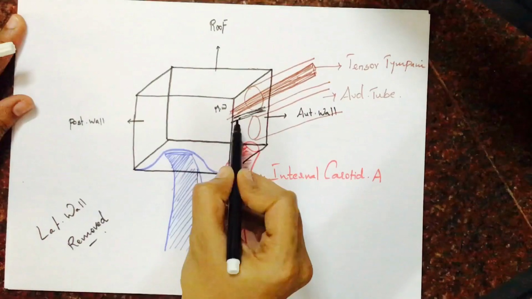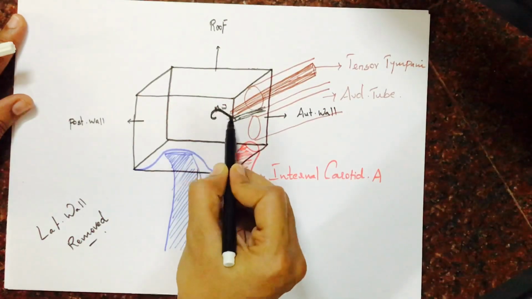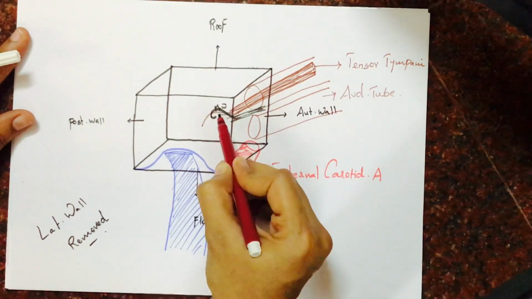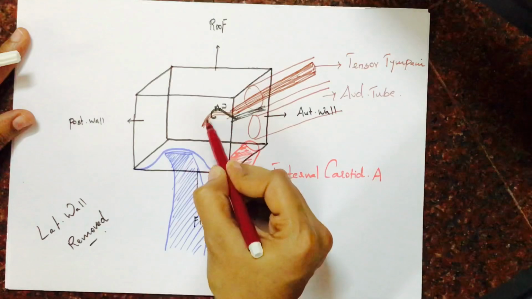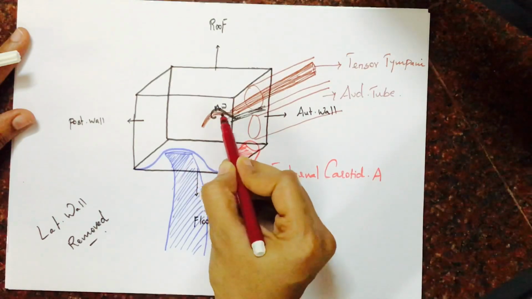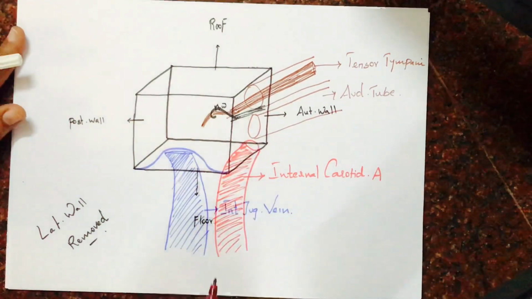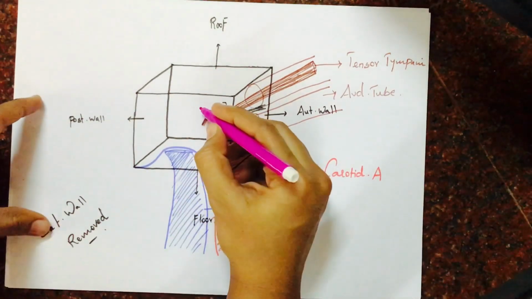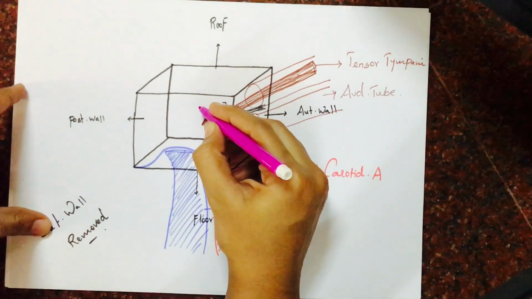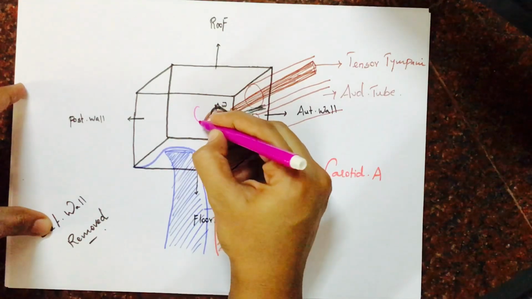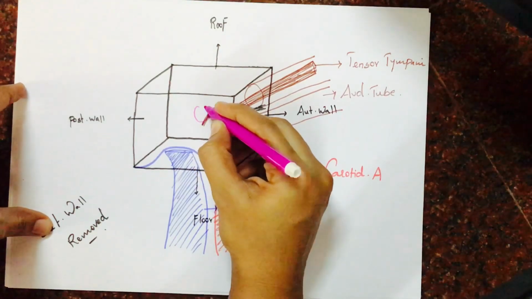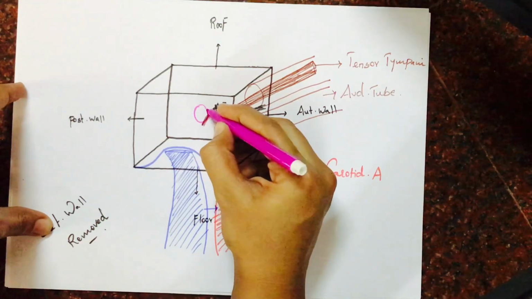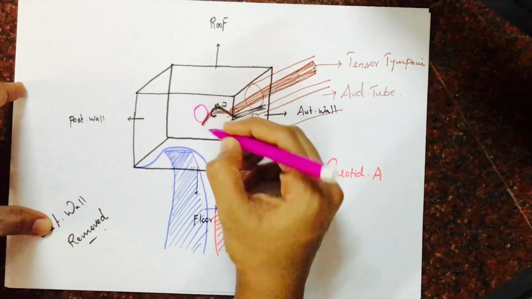Moving on to the medial wall. There is a bony extension between the two canals in the anterior wall, and this bony extension moves towards the medial wall to form a pulley called processus cochleariformis. The tensor tympani muscle winds around the processus cochleariformis to get inserted into the handle of malleus.